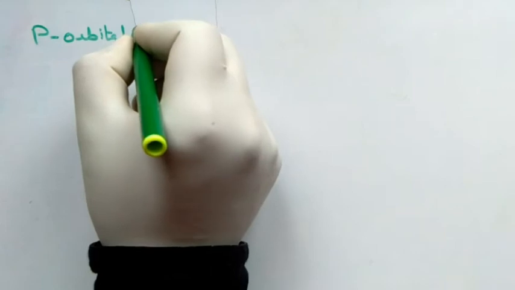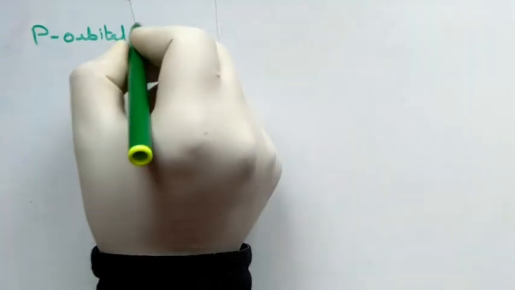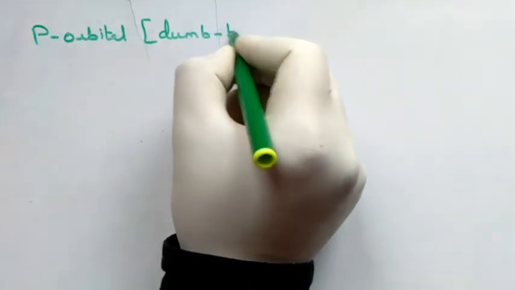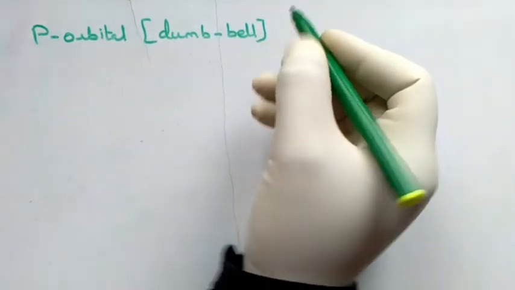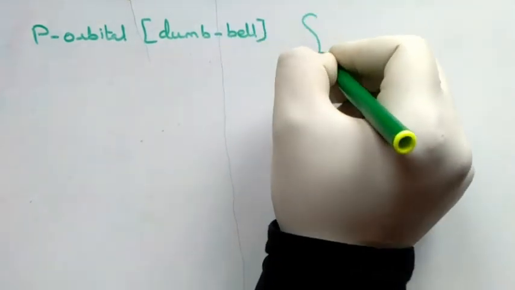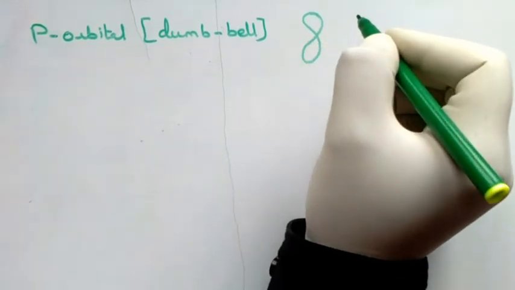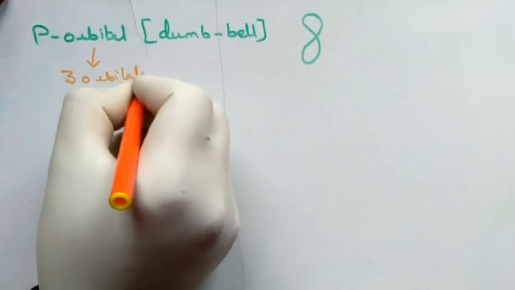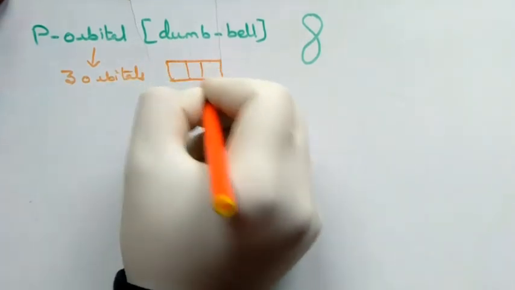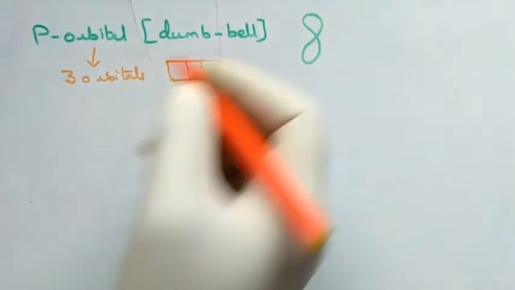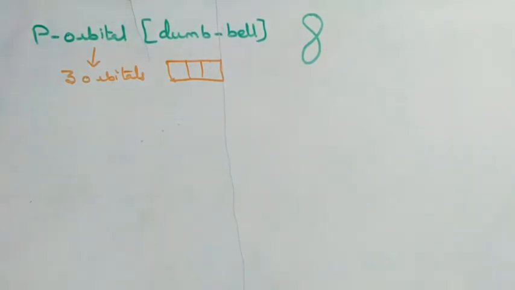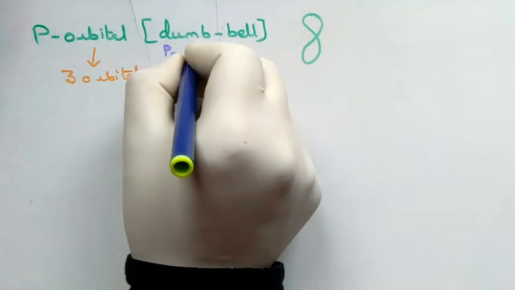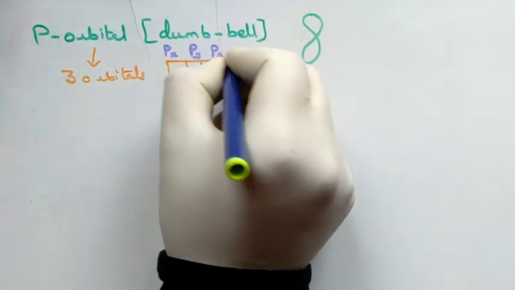Next, shape of p orbitals. The shape of p orbitals is dumbbell shape. So p orbitals will be looking like this only. And in p-type subshells there are 3 orbitals. They are called px, py and pz. The first orbital is named px, the second one is py and the third one is pz.